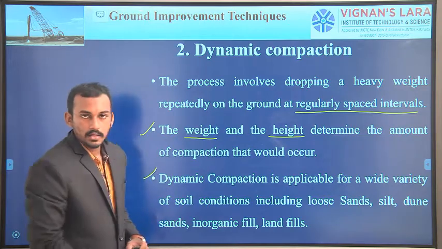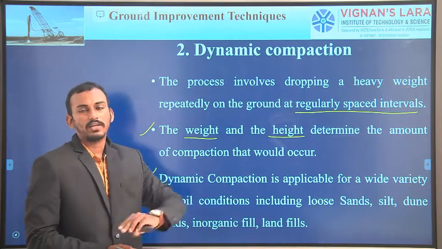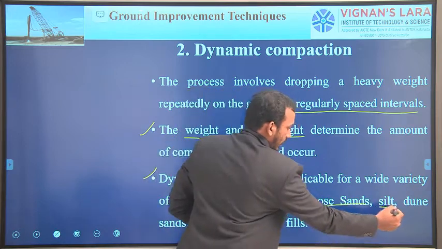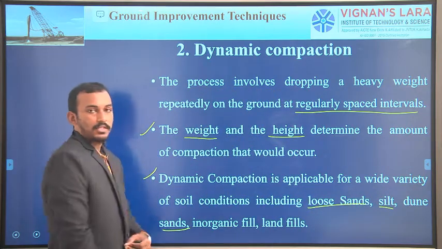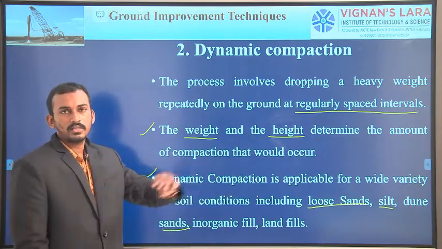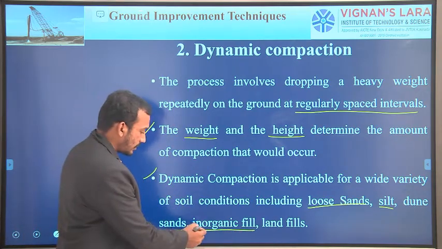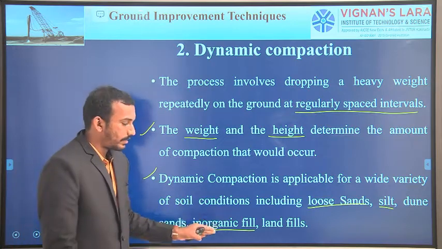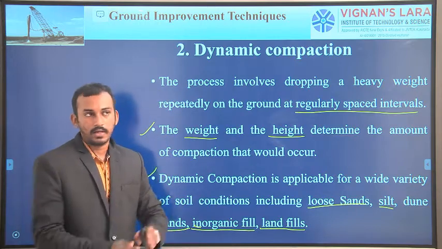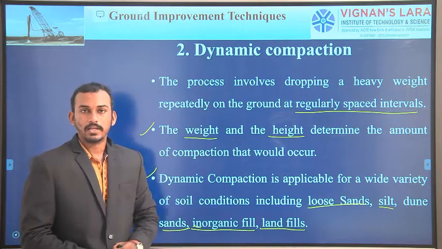Next, dynamic compaction is applicable for a wide range of soils. It is applicable for almost all types of soils, which include loose sands, silt or dune sands. Dune sands means the sands that occur due to the dunes that actually occur in Rajasthan. Next one is inorganic fills, which means fills that do not contain any organic matter. Landfill means man-made fills, where we fill waste material onto a land. Such types of lands are also compacted using the dynamic compaction method.